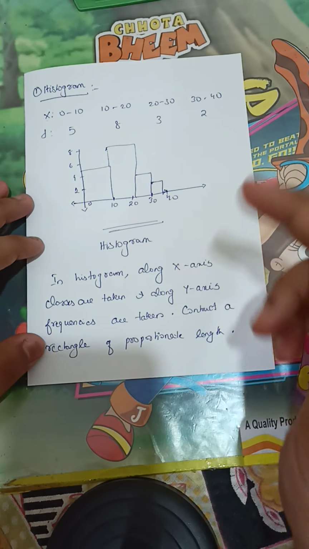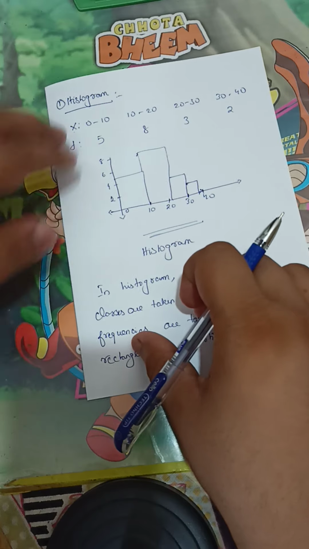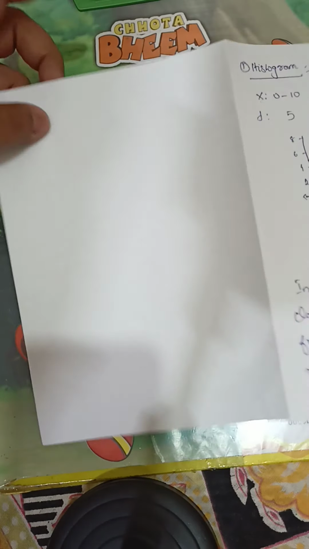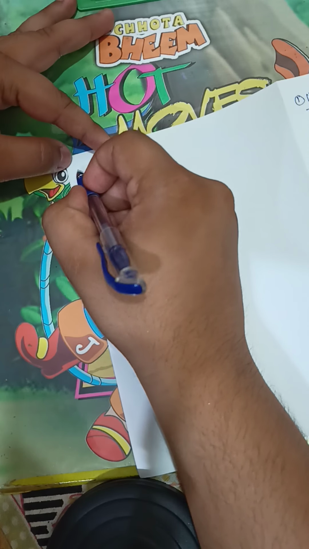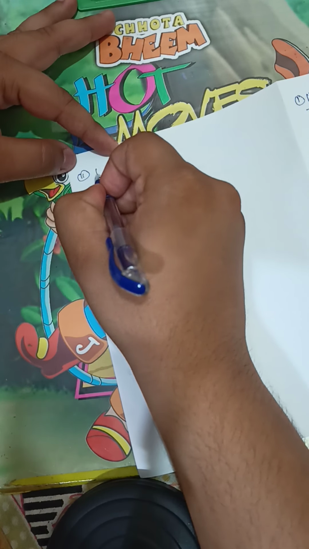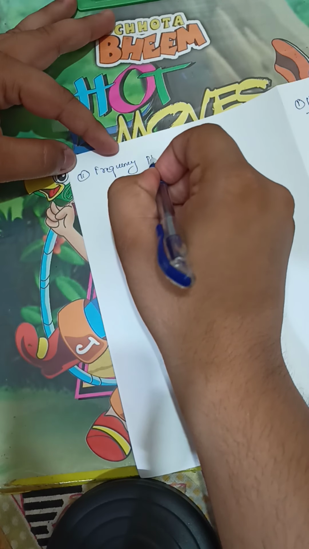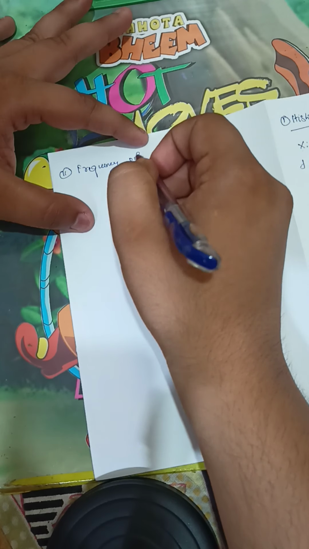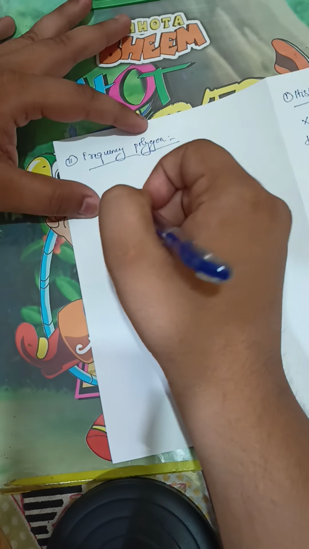Okay, so there is one more method in representation of data, but this is not so important, but we will just look into that also. That is by the method of frequency polygon. The idea is very intuitive. You know that also.